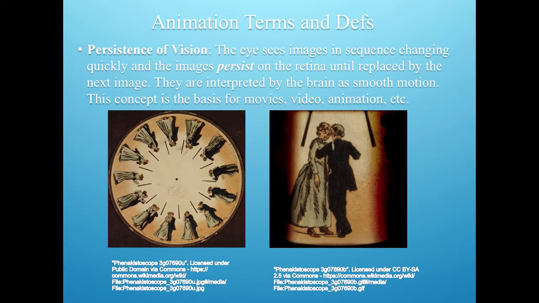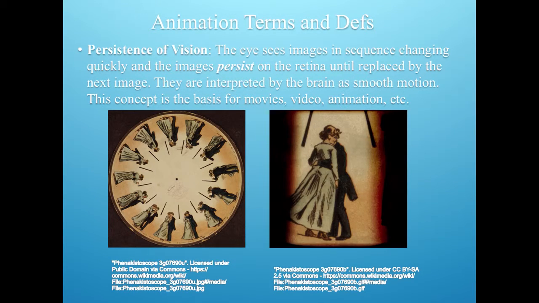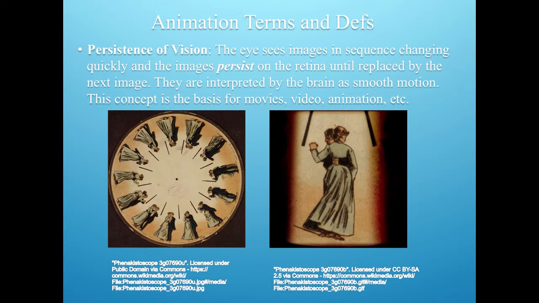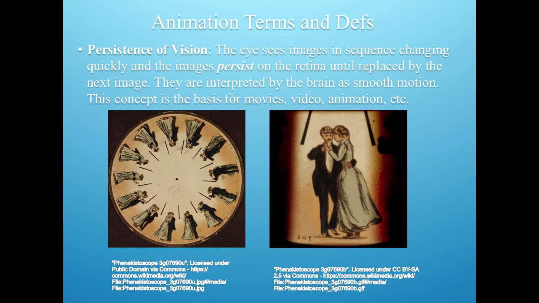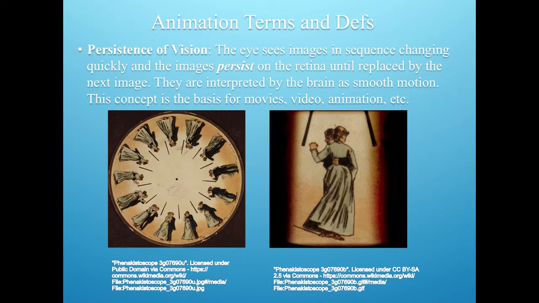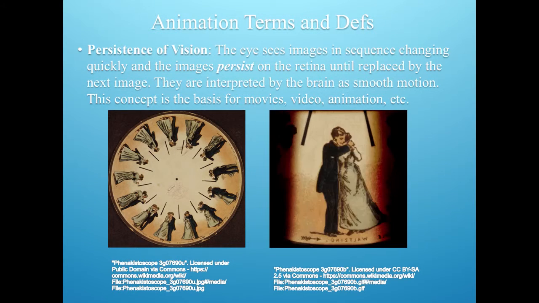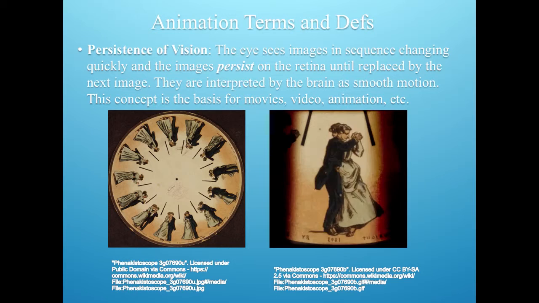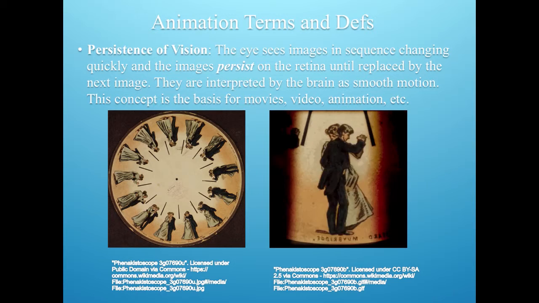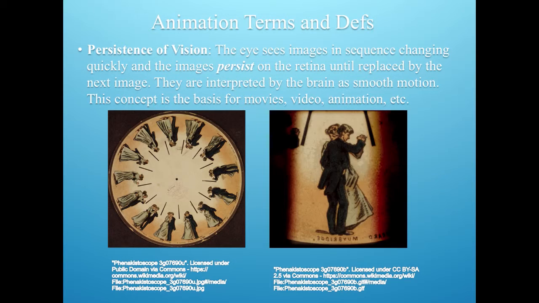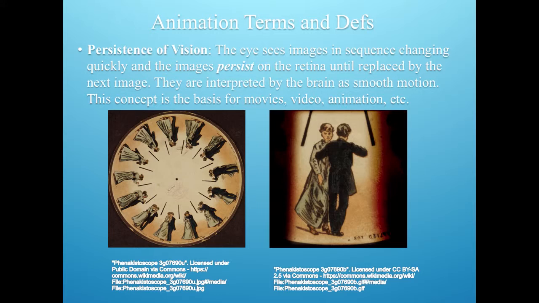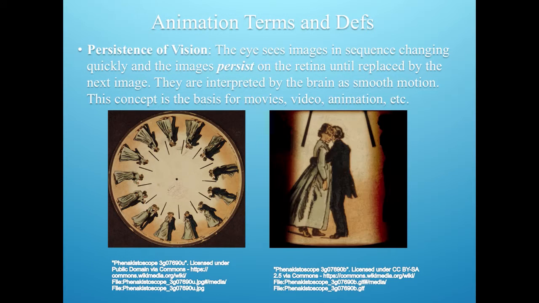Now, the persistence of vision, this is the concept that your eye can see something as motion if you have these repeated images played at a certain speed and then sort of a black space between them. And that is interpreted then as smooth motion. And that's the basis of movies and video and animation. And this is an example of a phenakistoscope, but most people call them phantoscopes.